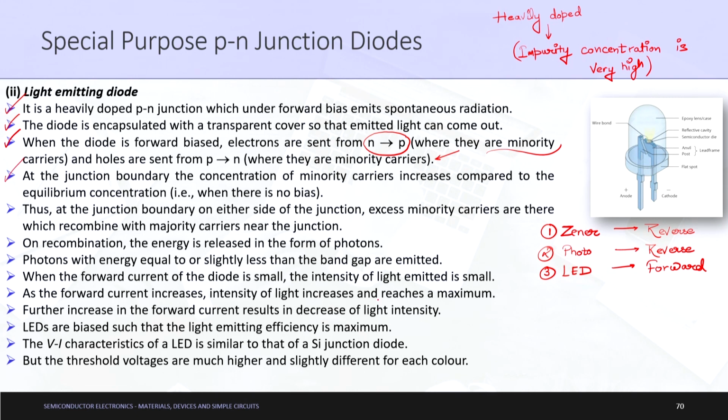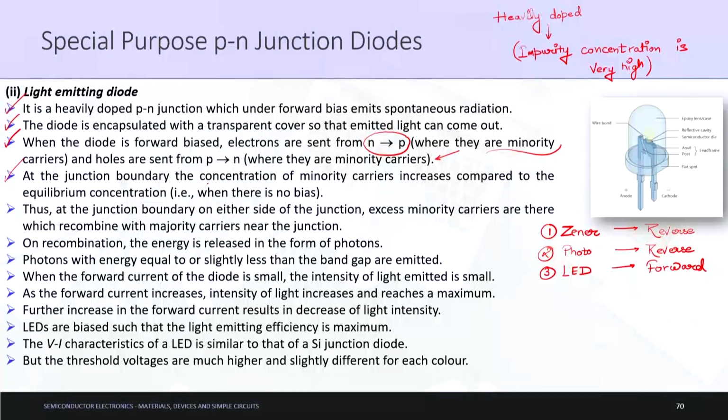Next is, at the junction boundary, the concentration of minority carriers increases compared to the equilibrium concentration. Quite evident, this we also understood in the forward biasing concept only, that as we keep on working, we can attain a stage at which the equilibrium happens. So, at the junction boundary, the concentration of minority carriers increases compared to the equilibrium concentration. What is the equilibrium concentration? When there is no bias.